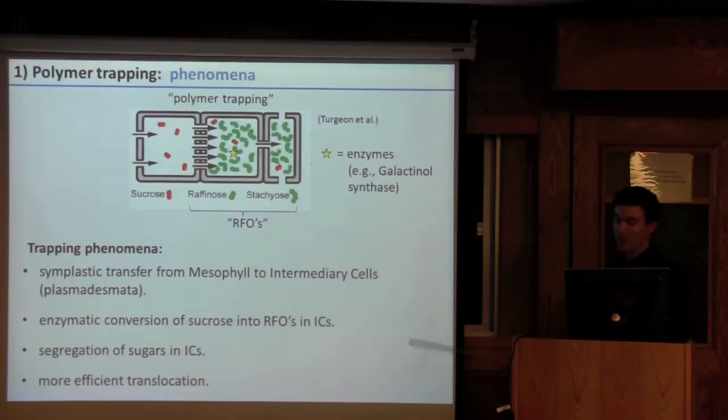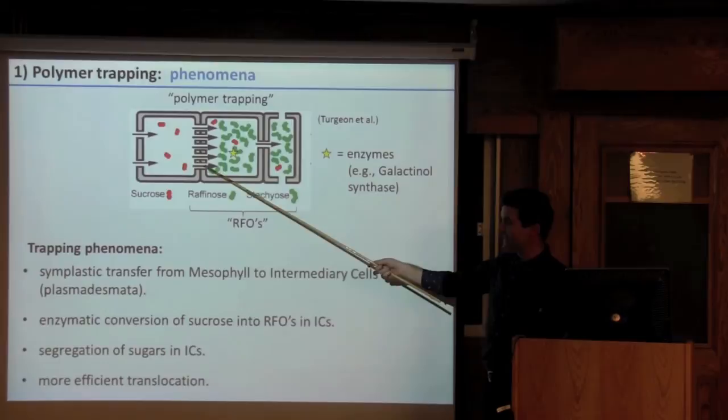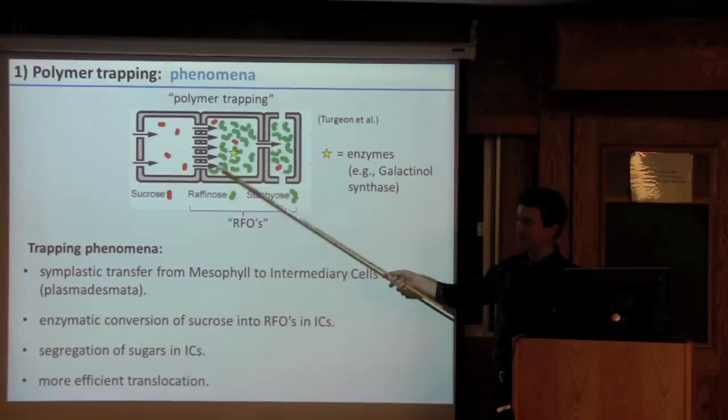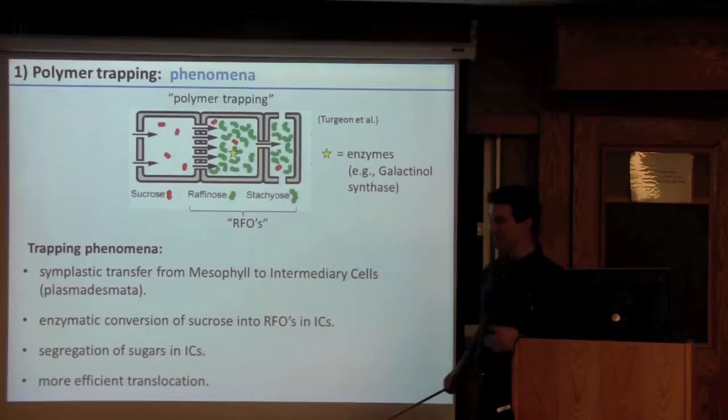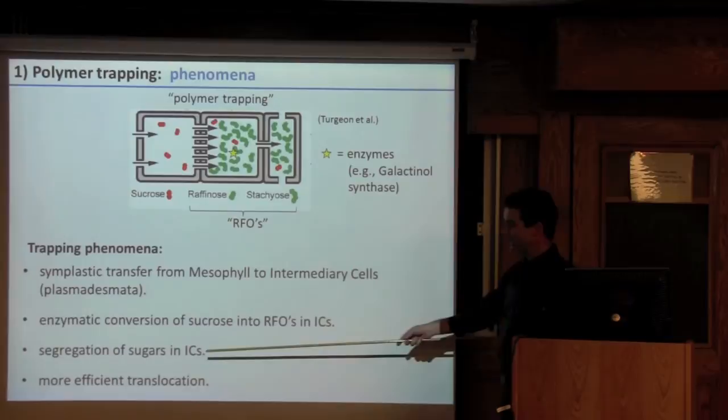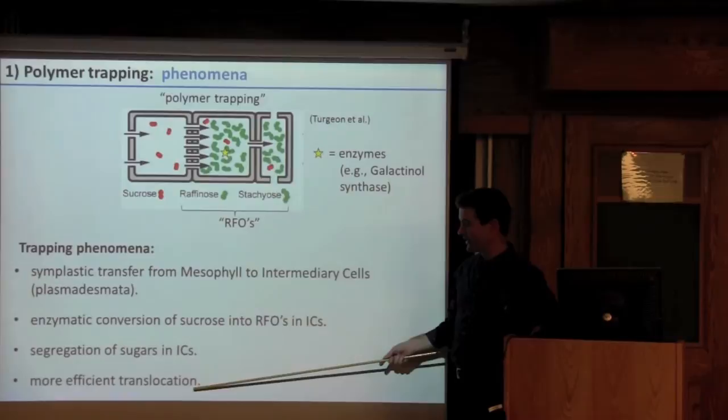So the phenomenon, again, for this particular loading process is that it's symplastic, unlike the classic active process. It goes through plasmodesmata. It has this enzymatic conversion, which you can think of as a kind of bootstrapping process on top of a passive mechanism. We're putting in energy in an odd place in this pump. It has this characteristic segregation of sugars in the intermediary cell, and appears to have more efficient translocation.